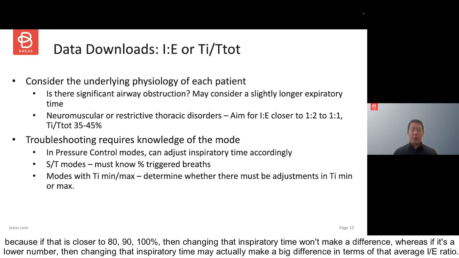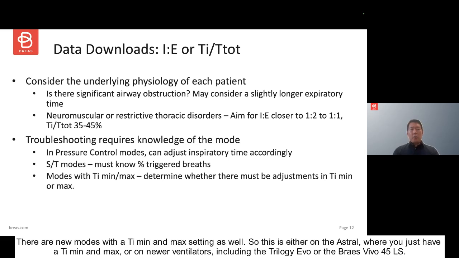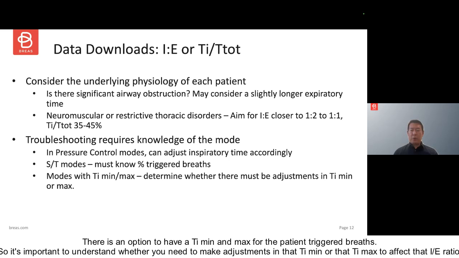There are new modes with a TI min and max setting as well. So this is either on the Astral, where you just have a TI min and max, or on newer ventilators, including the Trilogy Evo or the Breas Vivo 45 LS, there is an option to have a TI min and max for the patient triggered breaths. So it's important to understand whether you need to make adjustments in that TI min or that TI max to affect that I/E ratio.